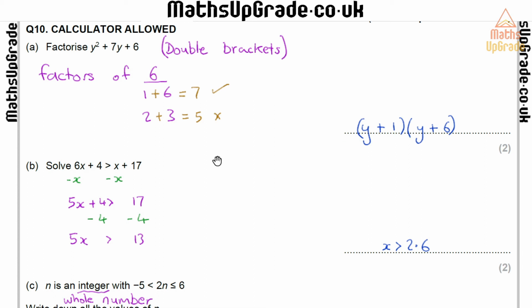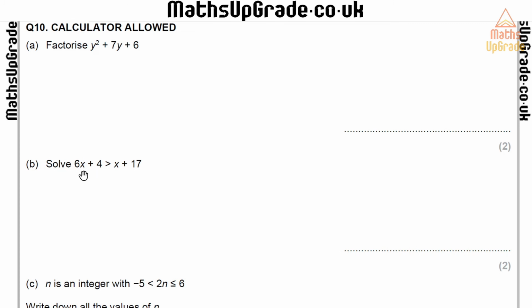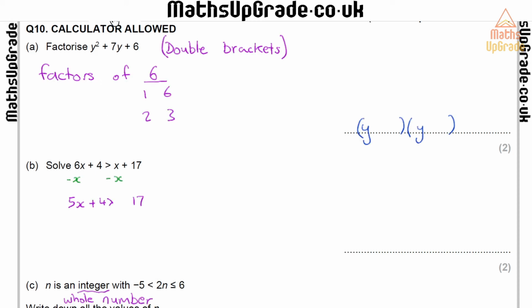In part B, here's my inequality. I need to solve this. So to solve the inequality here, I'm going to look at which side has got more x's. I've got more x's on this side, so I need to get rid of these x's here. These x's are positive since there's no sign in front of that term. So I need to do the opposite of positive x, which is negative x. So subtract x from both sides.